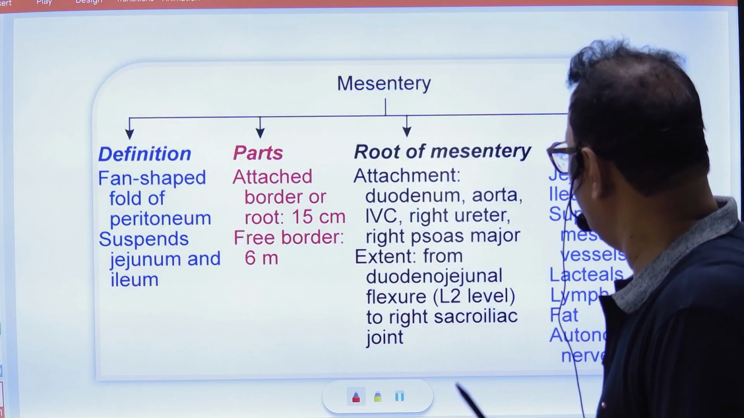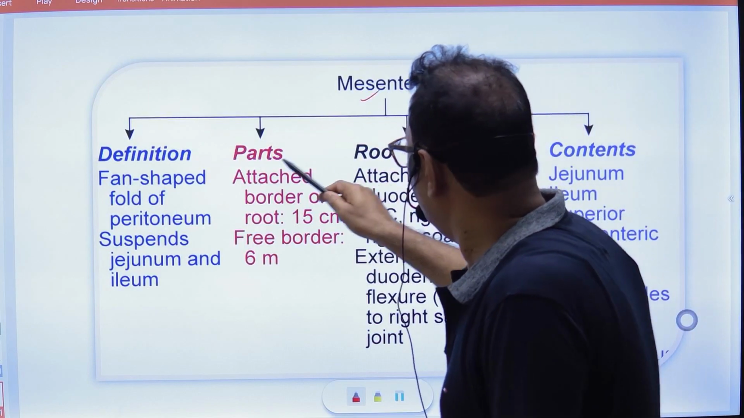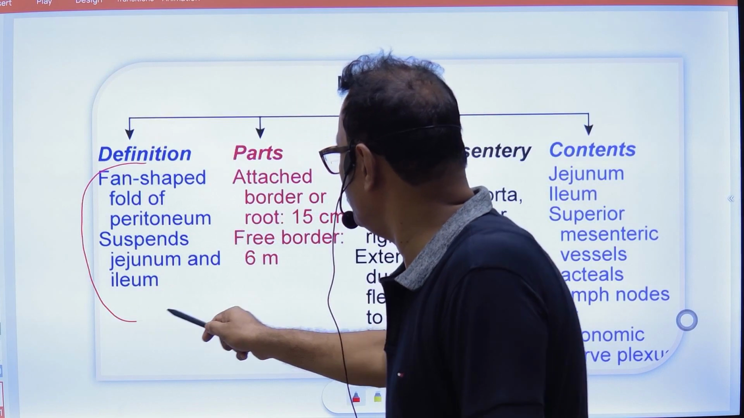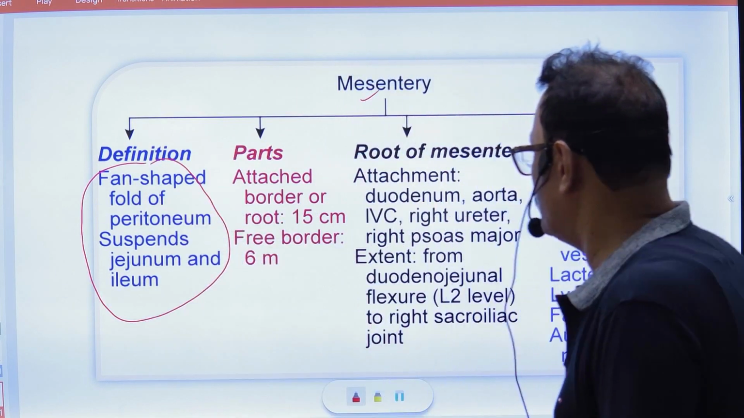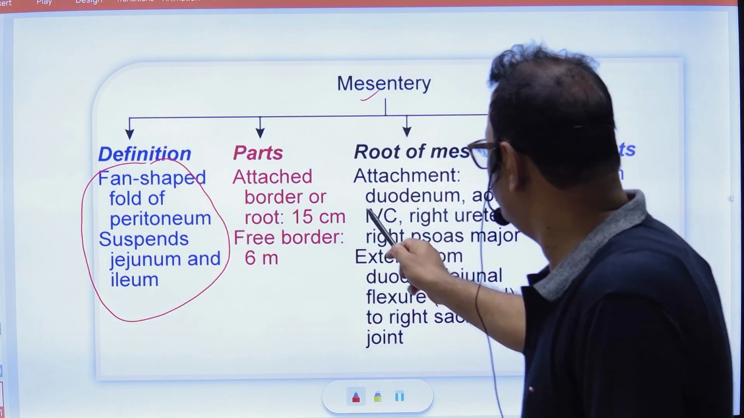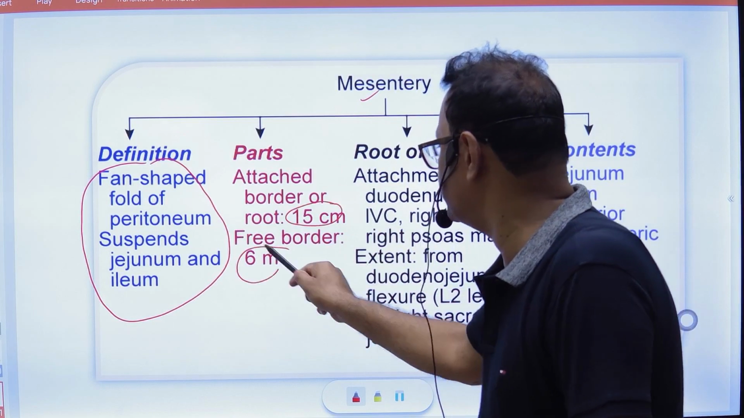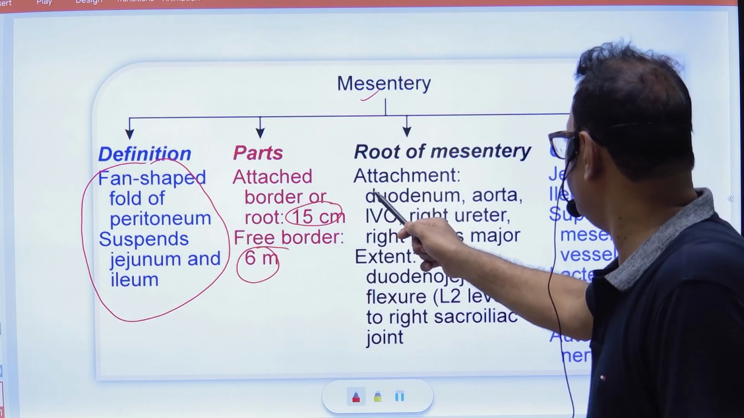Finally, if you revise the mesentery, it is a fan-shaped fold of the peritoneum which suspends the jejunum and ileum from the posterior abdominal wall. Its root is 15 centimeters and its free border is 6 meters.